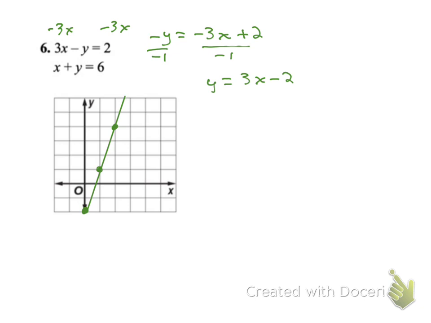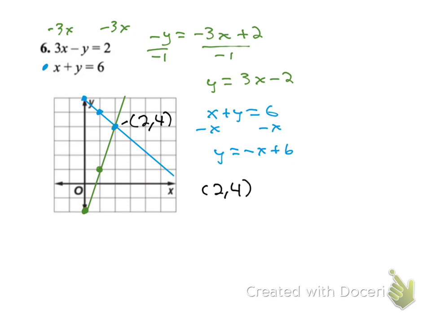And then my second equation, all I have to do is subtract x. Y equals negative x plus 6. So my y-intercept is at 6. 1, 2, 3, 4, 5, 6. And I'm down 1, right 1. And I have my intersection there. So that solution would be at 2, 4, and it is consistent, independent.